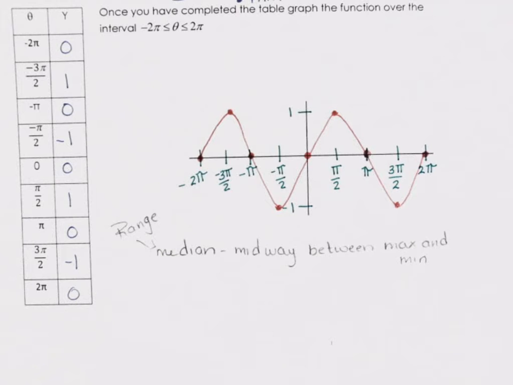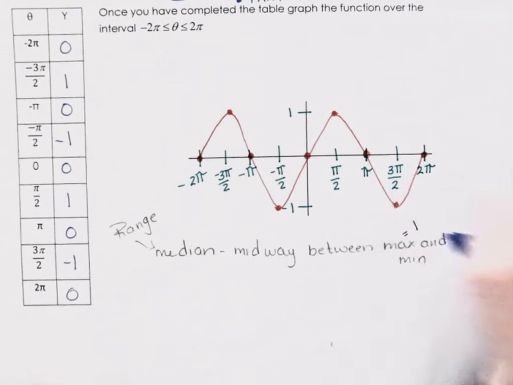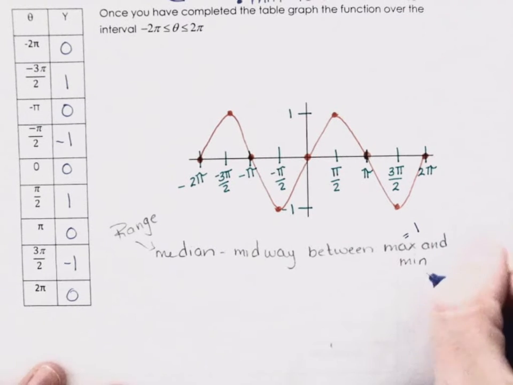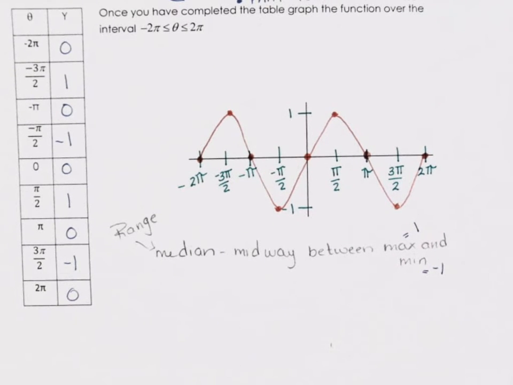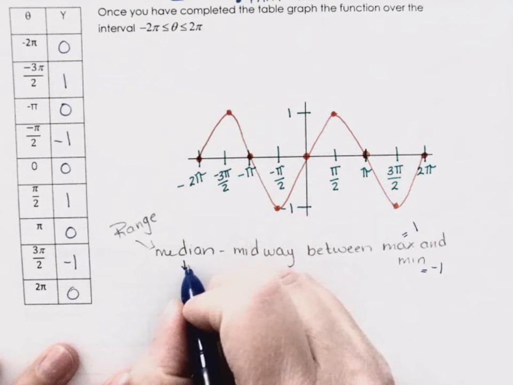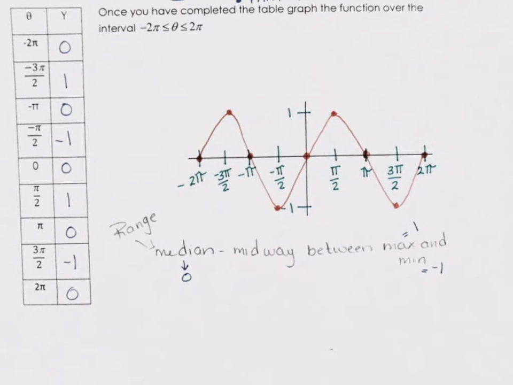The midway between max and min. So let's talk about what's our max. Our maximum, that's the height of the highest point of the graph, the max is going to go to 1. And the minimum? Okay, so where's the middle of that? So you've just found the median, and that is at 0.